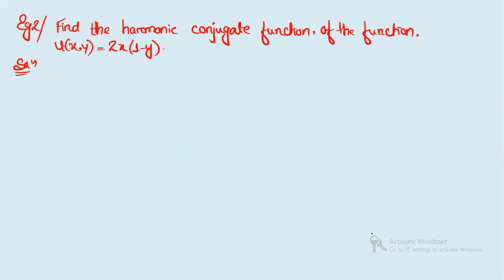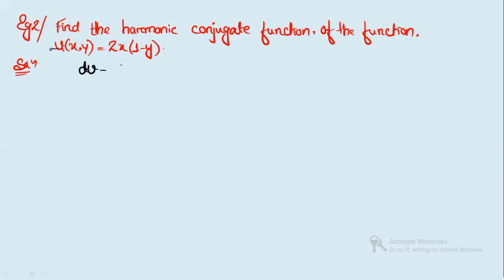Now let's see the next example. The question says, find the harmonic conjugate function of the function u(x, y) = 2x(1 - y). One harmonic conjugate function, that is the real part, is given to you, and you are asked to find the imaginary part. We have already seen the method. u is given, we need to find v.